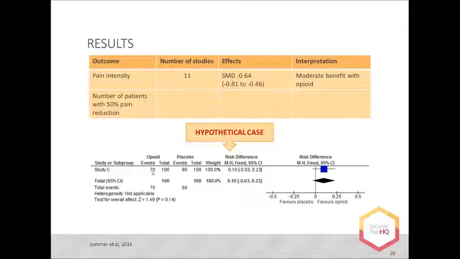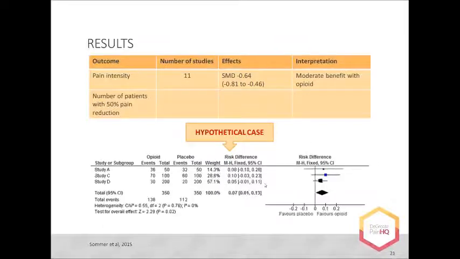Another study, let's say that now we have another study that has 70% of people obtaining 50% reduction in pain with opioids and only 60% with pain reduction in placebo. So you see now that the difference is only 10%, and it's not statistically significant because it crosses zero here. It goes from minus 0.03 to plus 0.23.